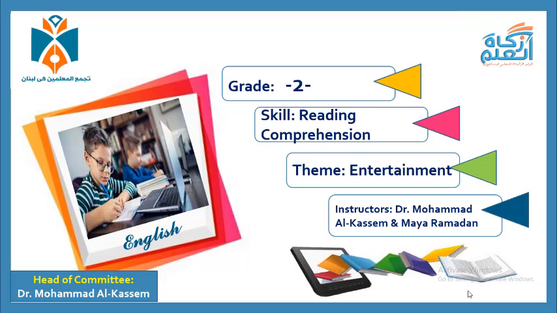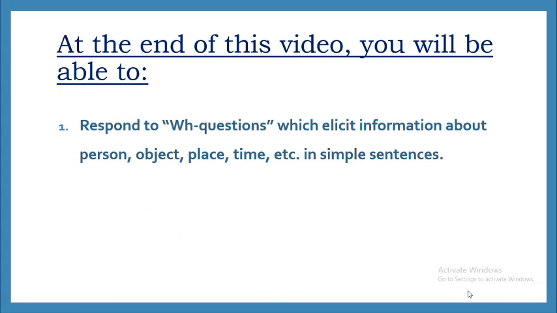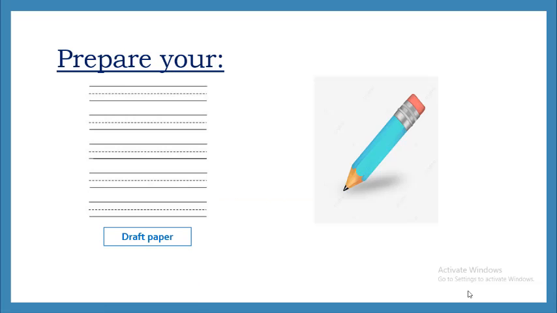Today we will be working on a reading comprehension lesson entitled A Trip to the Zoo. At the end of this lesson, you will be able to: 1. Respond to WH questions which elicit information about person, object, place, and time in simple sentences. 2. Enter data on a graph and comment on it or fill in a story elements chart. Don't forget to prepare your draft paper and pencil. Then get ready to start.